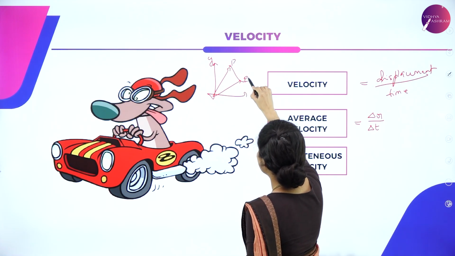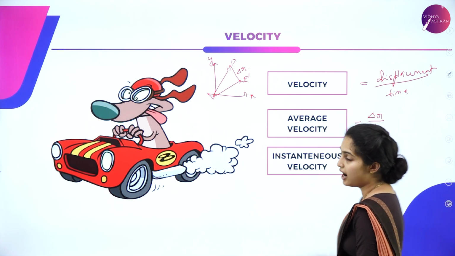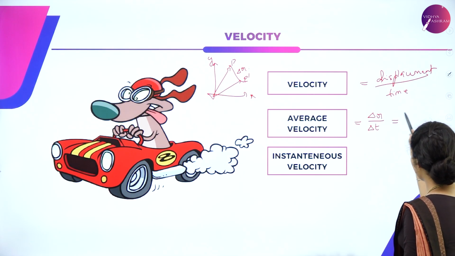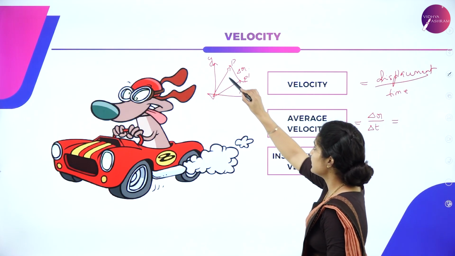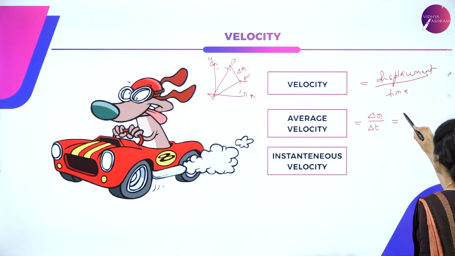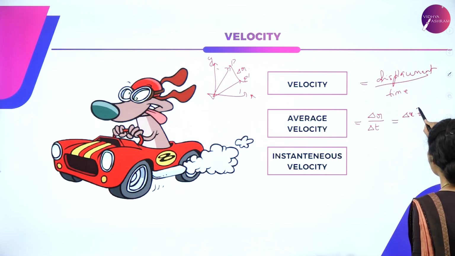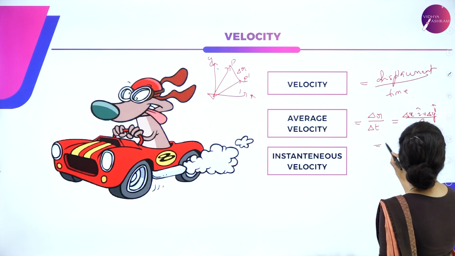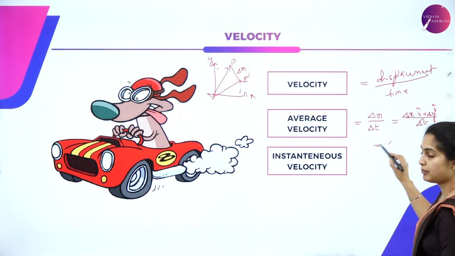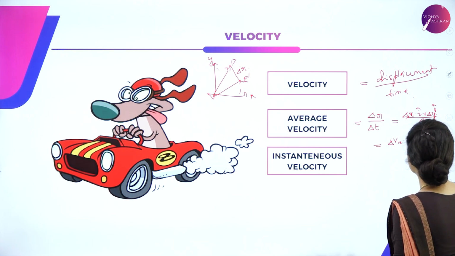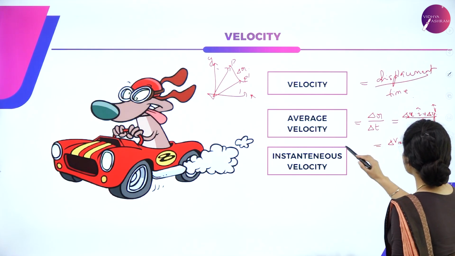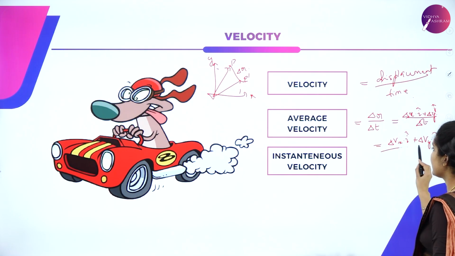So it is P and P dash. This displacement is delta R, the change in position. With respect to resolution of a vector, delta R can be given in terms of both the x-axis and y-axis: delta x i cap plus delta y j cap, divided by delta t. This can be written as change in displacement by time taken, which is velocity: delta vx i cap plus delta vy j cap. This is how your average velocity can be given.